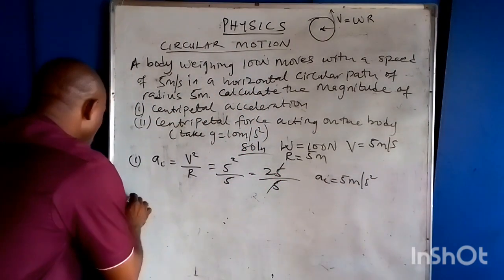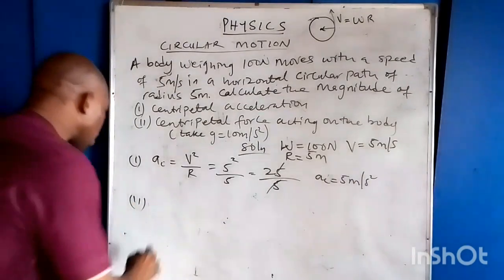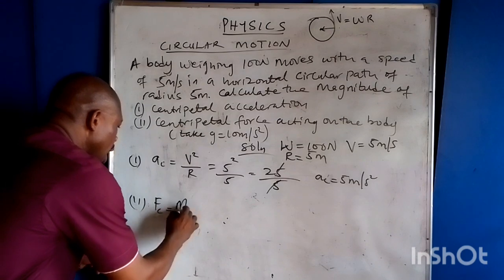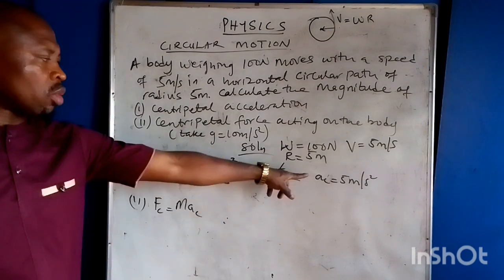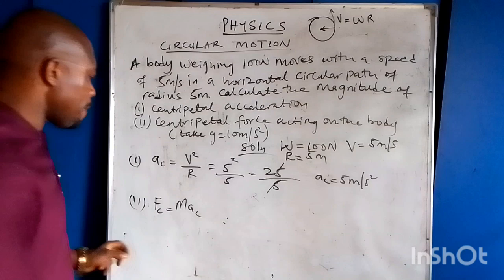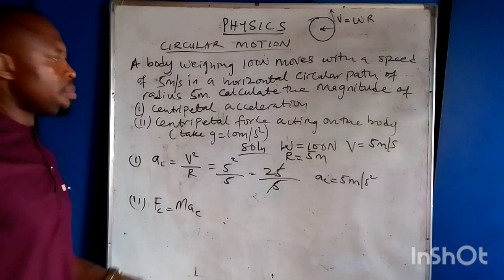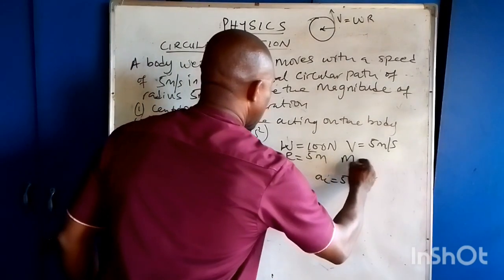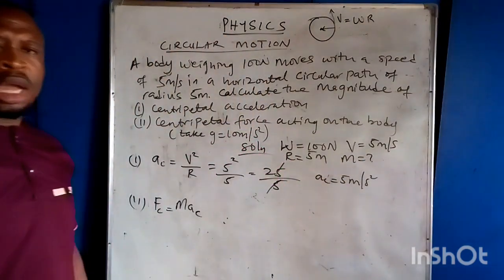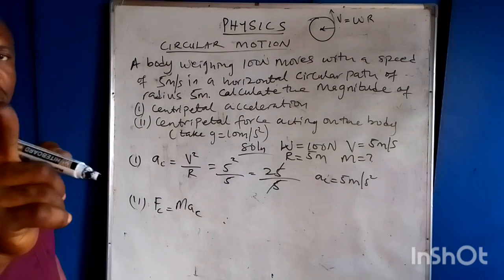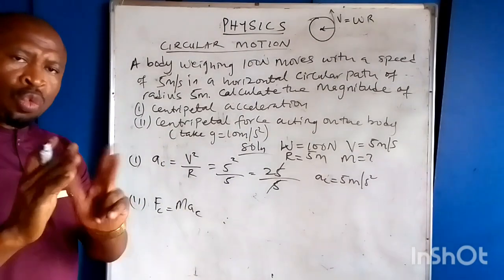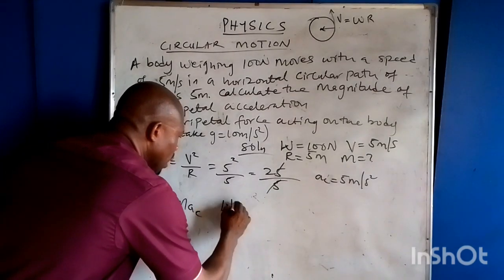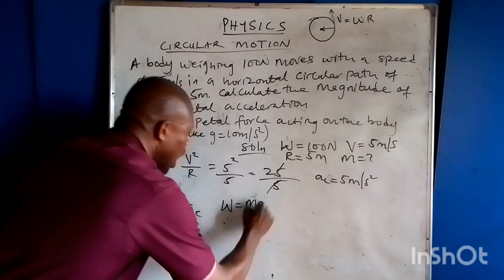Now, the second question, which is the centripetal force. Centripetal force F is equal to m a_c, because I've gotten a_c. Now, m, from what we are given, there is no m there. So m is unknown. How do we get m? Remember the relationship between weight and mass. Weight is equal to mg.